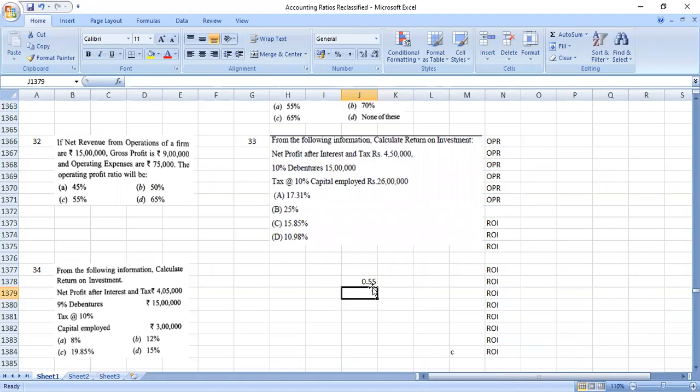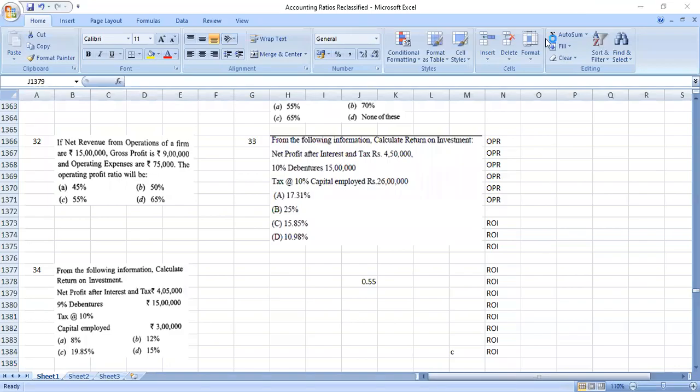If you don't know the fact that revenue from operation minus cost of revenue is gross profit, and gross profit minus operating expenses is operating profit, it's kind of difficult to solve these problems. Understood, children? We have 2 questions on return on investment, and then we'll close this video.